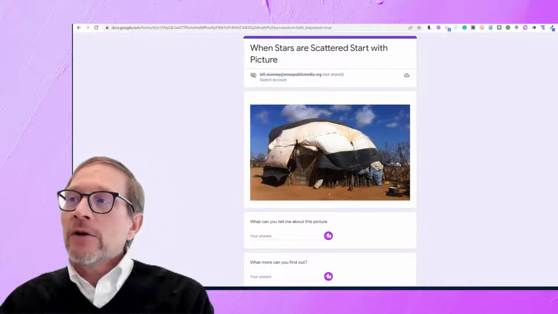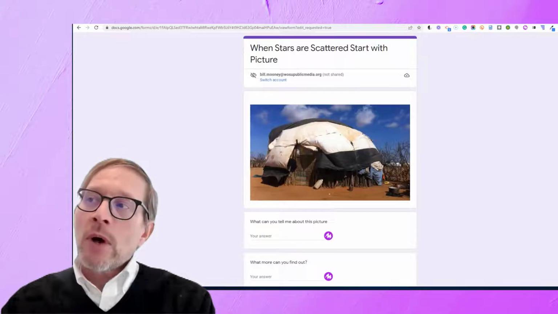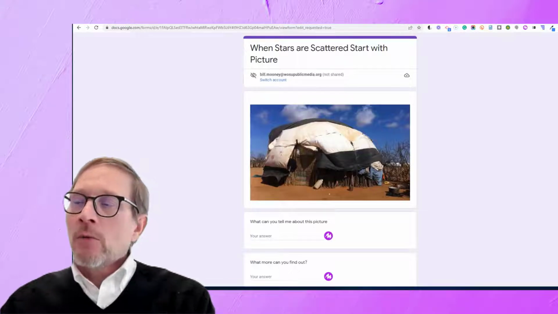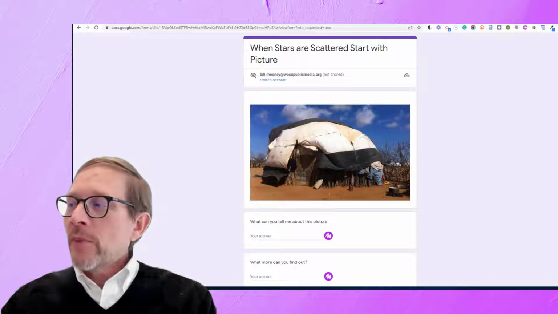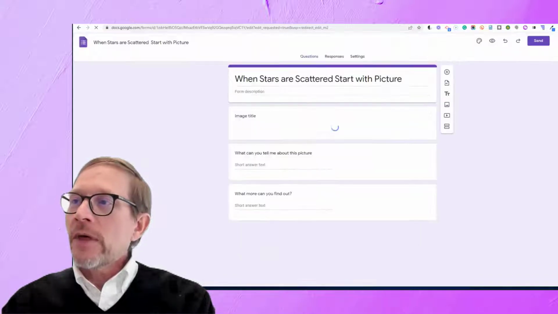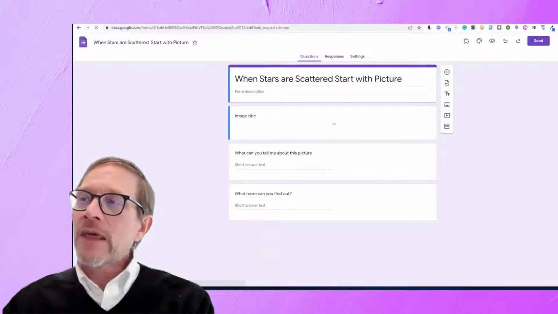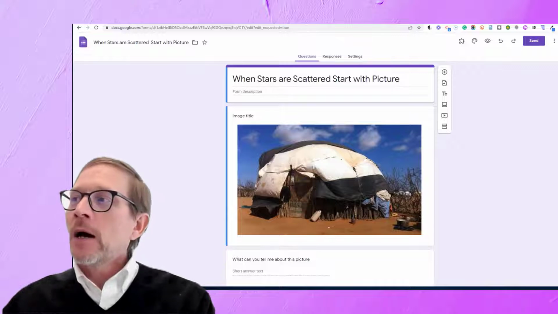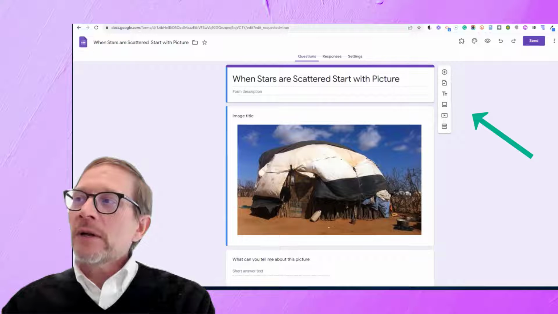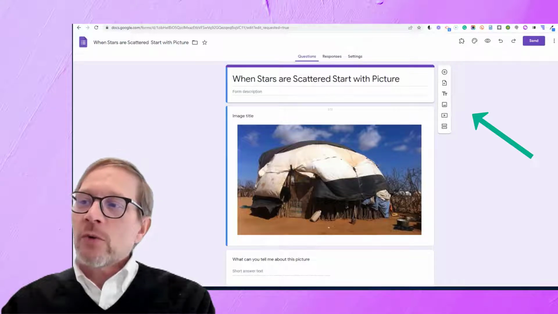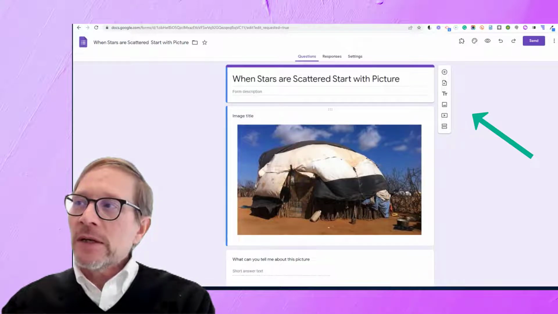So I created a form, and instead of starting with a question like name or multiple choice, I inserted a picture. Here on this side, you're immediately started with a question. Well, the first question I just deleted, and I went to add an image.